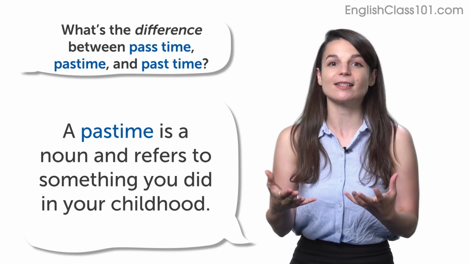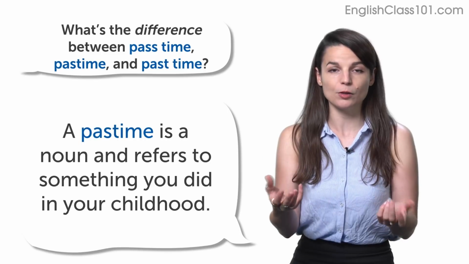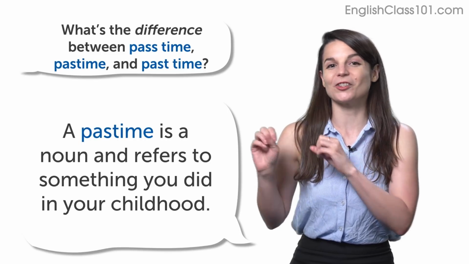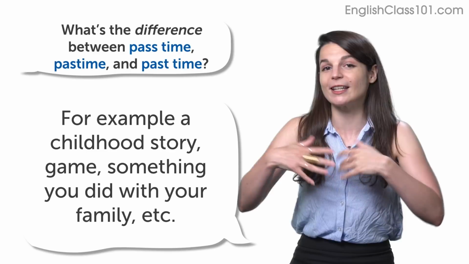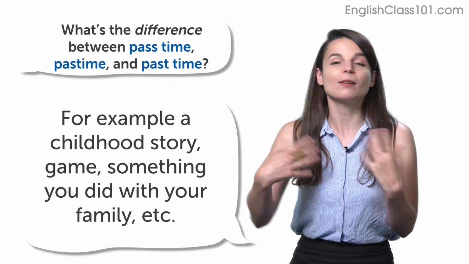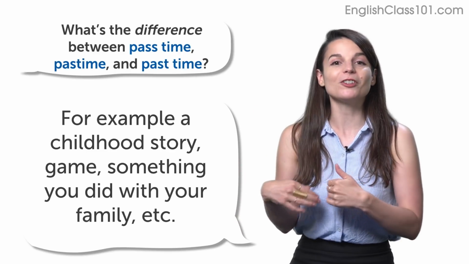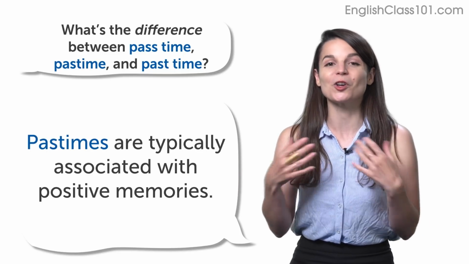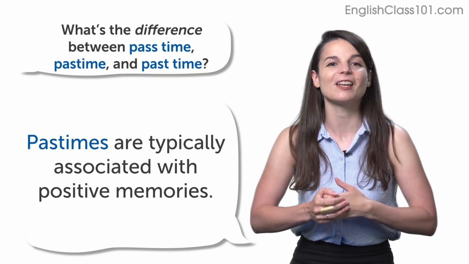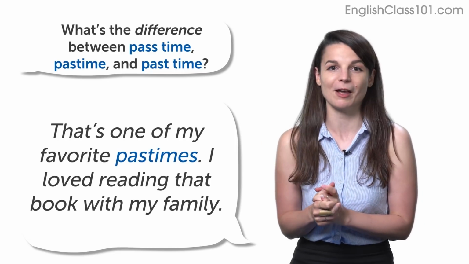Next, let's talk about pastime. So pastime is one word. A pastime, this is a noun, refers to something you did in your childhood, like a story that you really liked to read all the time, or a game that you really liked to play, something that you did with your family or your friends. Those things are referred to as pastimes. So typically we associate them with good memories. So you could say, for example, that's one of my favorite pastimes. I loved reading that book with my family.